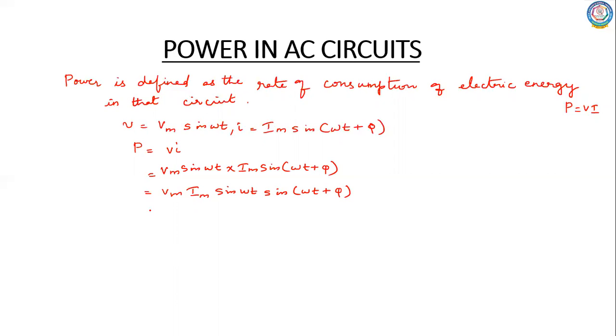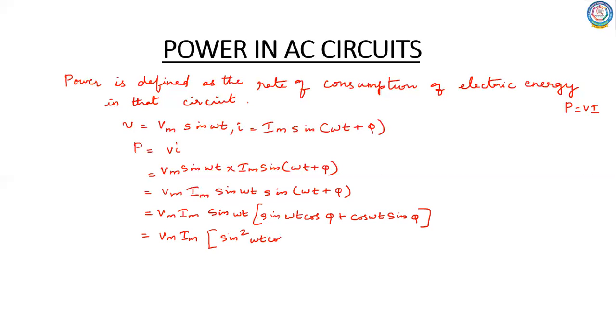Okay. Now I'm going to simplify this equation. Vm Im, this is sine omega t, as such I will write. Now this is of the form sine A plus B. So what is sine A plus B, children? Sine A plus B is sine A cos B plus cos A sine B. Okay? Right. Now I'm going to take this sine omega t inside. So the equation becomes Vm Im, sine omega t becomes sine square omega t into cos phi. Okay, right? To the second term I'm bringing this sine omega t. So sine omega t, again I have cos omega t into sine phi. So this is the equation.